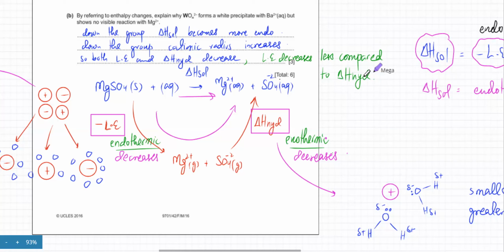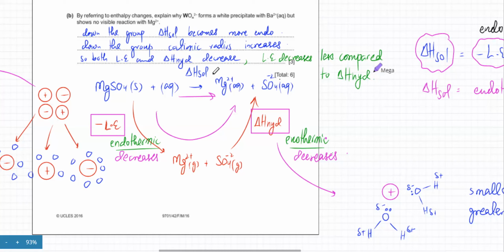And remember, the same question would come for hydroxides. For hydroxides it is the opposite. For hydroxides in group 2, when you move down the group, magnesium hydroxide is not soluble, but barium hydroxide is actually soluble. So everything would be exactly the same. You're going to write exactly the same statements, except for this one: enthalpy of solution is becoming more exothermic, because for hydroxides the solubility increases down the group. So the enthalpy of solution is becoming more and more exothermic.